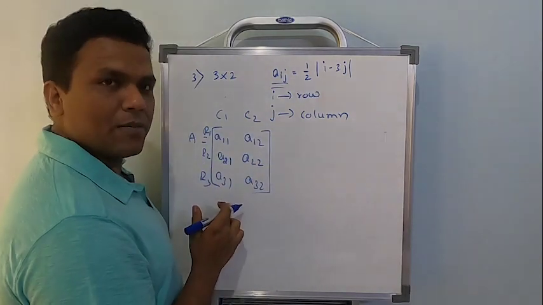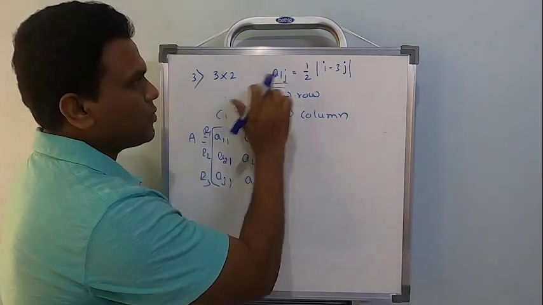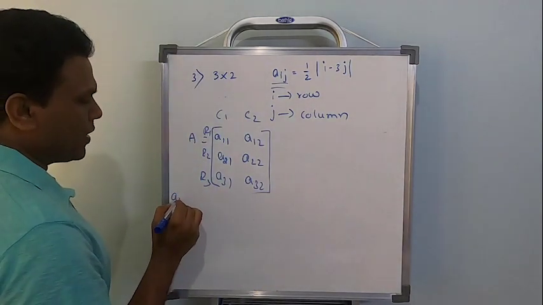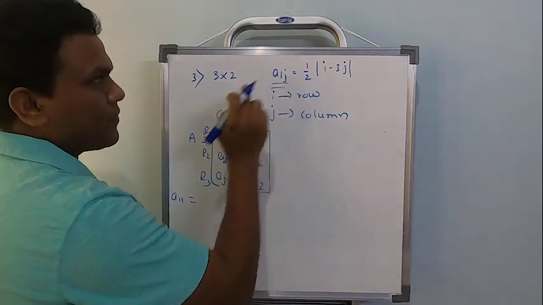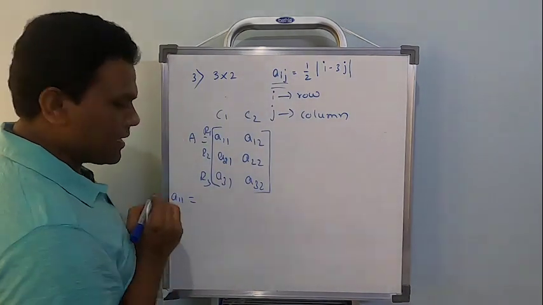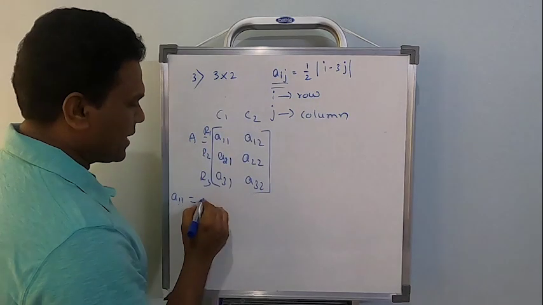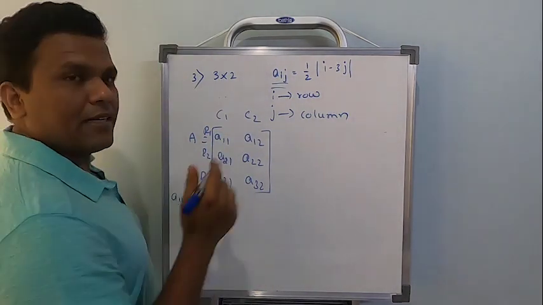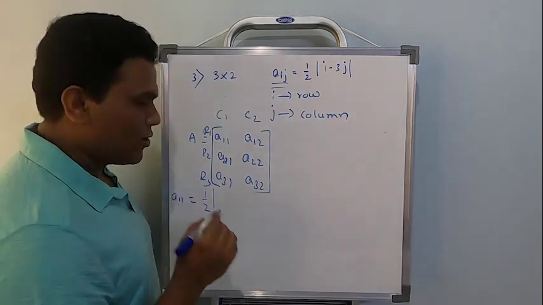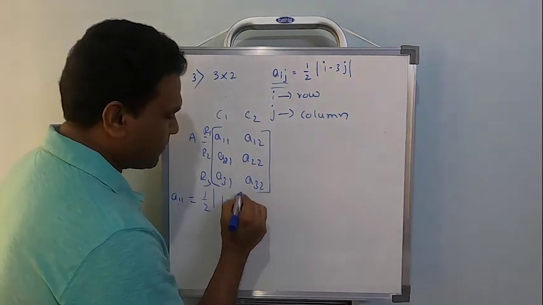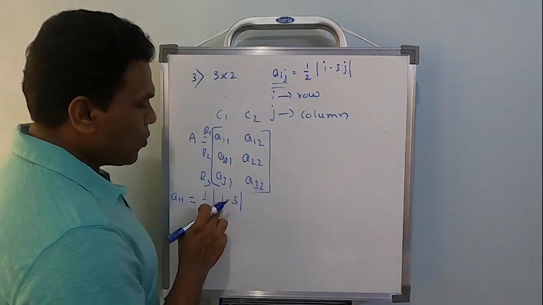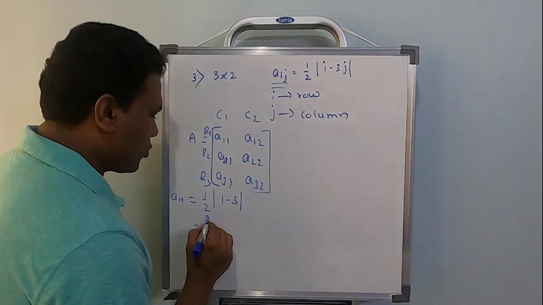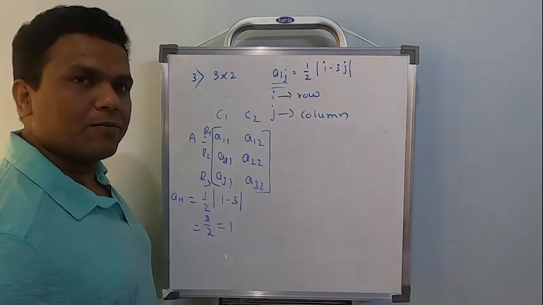You notice there are 6 elements. Let us start finding the 6 elements by using the definition given here. So let me start with the first one, a11. So I will use this definition. That means i is 1, j is also 1. So substitute on the right side, 1 by 2, half, mod of i minus 3j. What is the i value? 1. The j value is also 1. So 1 minus 3. I should simplify this. 1 minus 3 is minus 2, mod of minus 2 is 2, and 2 by 2 is going to be 1.